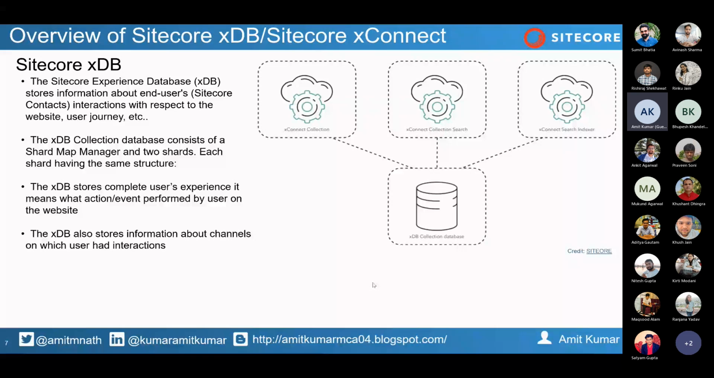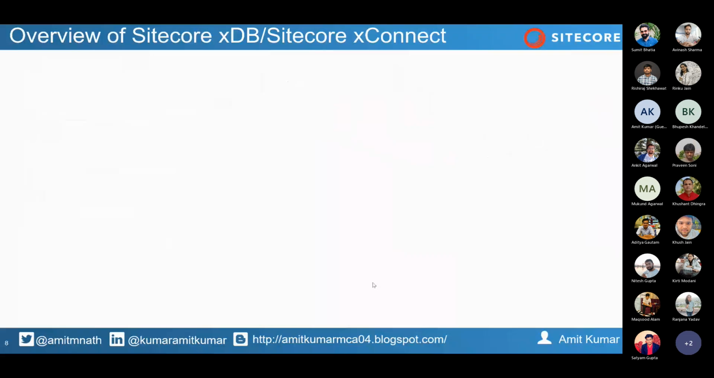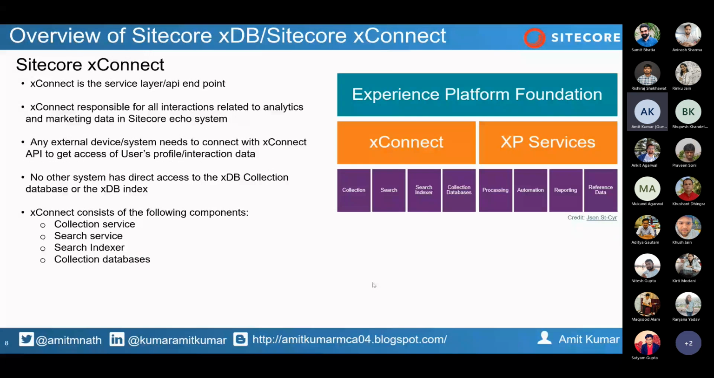In the upcoming slide, I will show you what other services are utilized by Sitecore. As I said, the experience platform is built up with xConnect and the experience platform services. xConnect has collection services, search services, and two other things: the search indexer and the collection database. The collection service is utilized basically by the content delivery server to get or set the Sitecore contact related data.